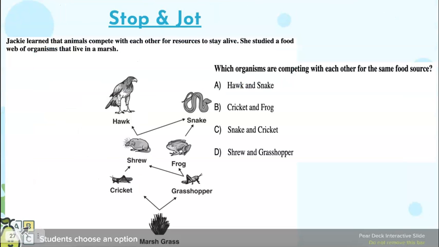Next question. Jackie learned that animals compete with each other for resources to stay alive. She studied a food web of organisms that live in a marsh. Which organisms are competing with each other for the same food source? Is it A, B, C, or D?